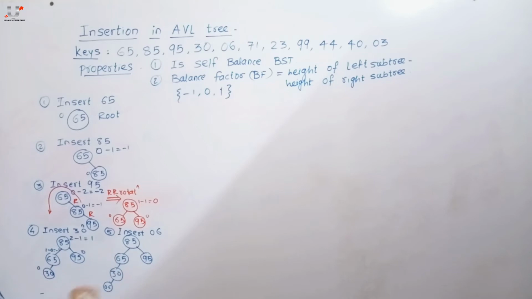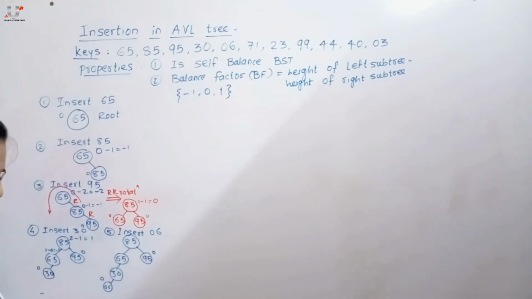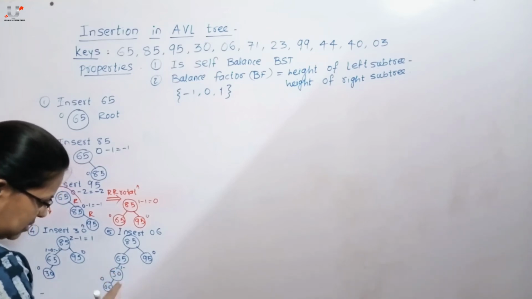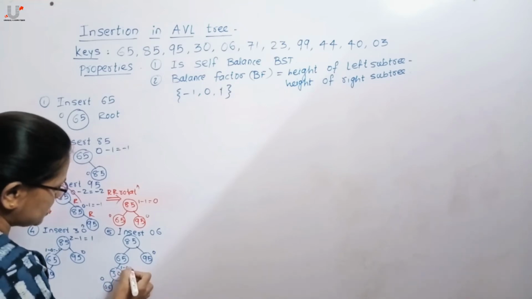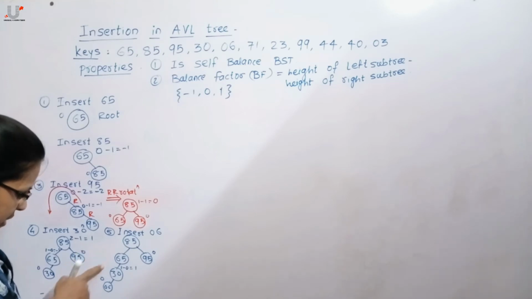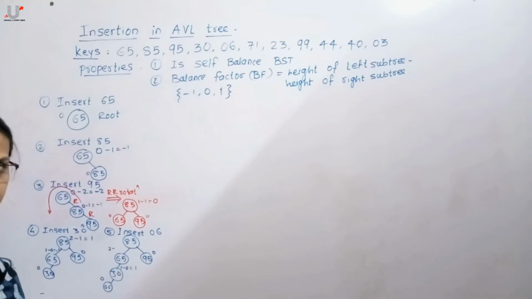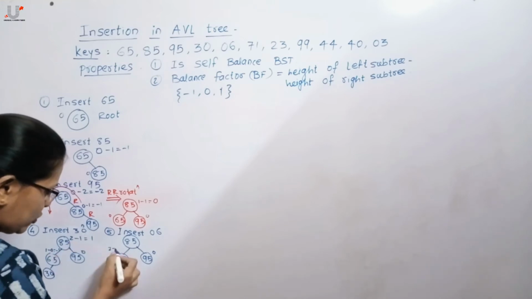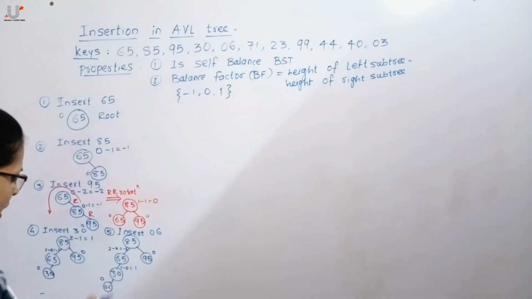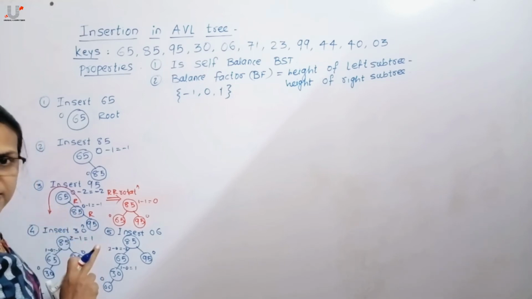After insertion, again check the balance factor. Balance factor for a leaf node is 0. Then balance factor for 30: height of left is 1 minus, no right child is present, so 1 minus 0. The balance factor is 1. For 65, height of left subtree is 2 minus height of right subtree. As no right child is present for 65, it's 0. So the balance factor is 2. As the balance factor is 2, that means the tree becomes imbalanced.